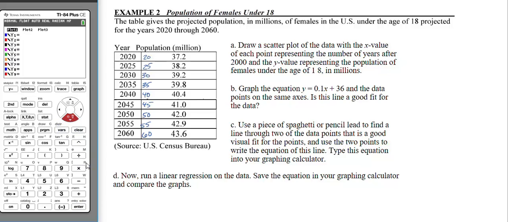Now when you move off of the plot 1, you can see that it's highlighted. So it's going to plot the data that you've put in L1 and L2 by default. Let's do a zoom. Zoom stat is option 9, and it'll make a nice window around your data points so you don't have to manually put those in the window.